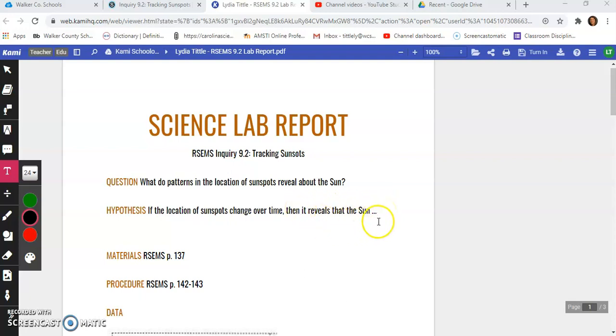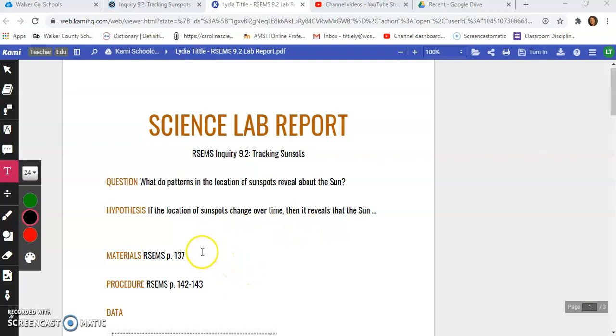Think about movements of the sun. Does the sun move at all? Now, we've already talked about how it pretty much is the center of our solar system and that the planets move around the sun, but think about the possibility. Does the sun rotate on its axis? Well, we're going to prove that in this lab today.